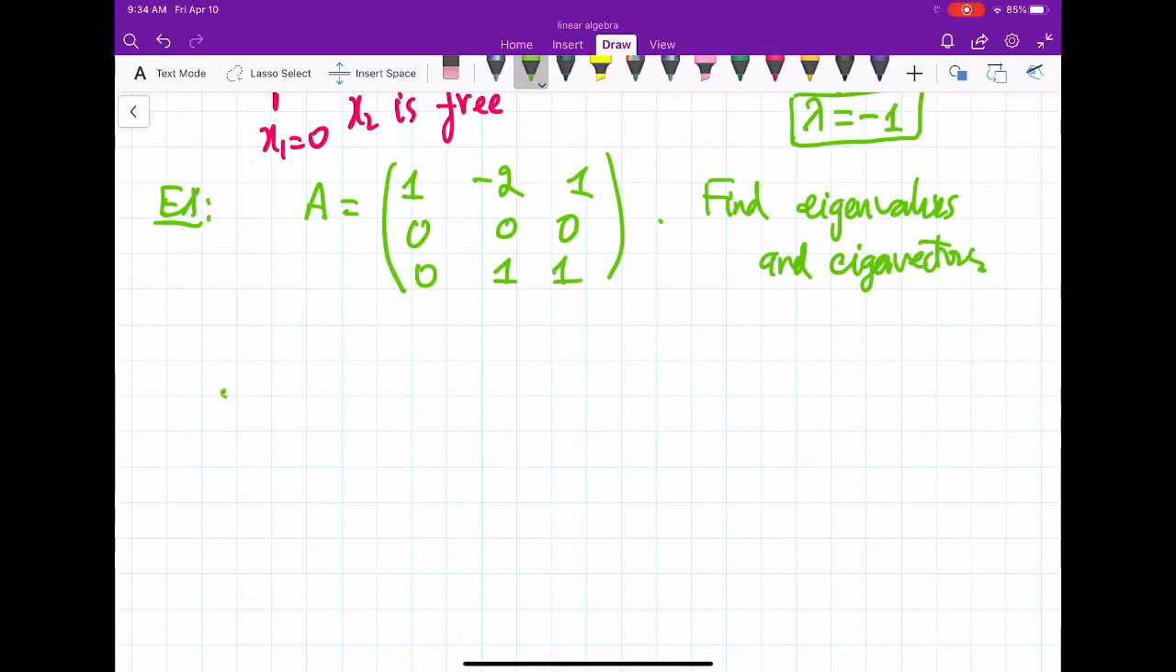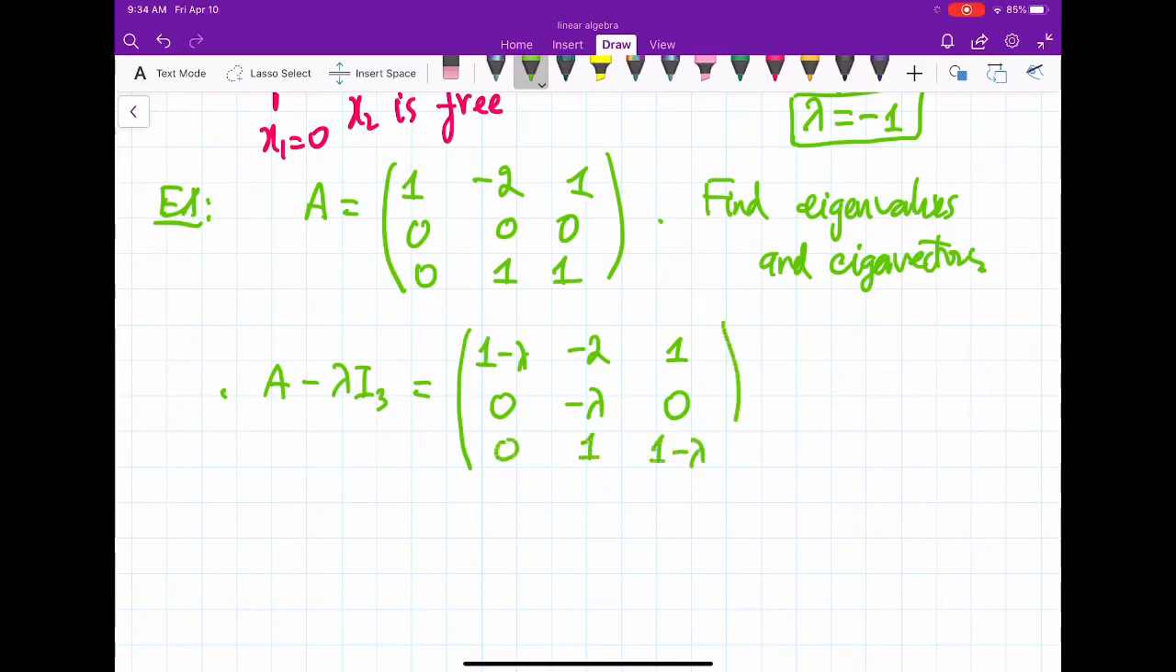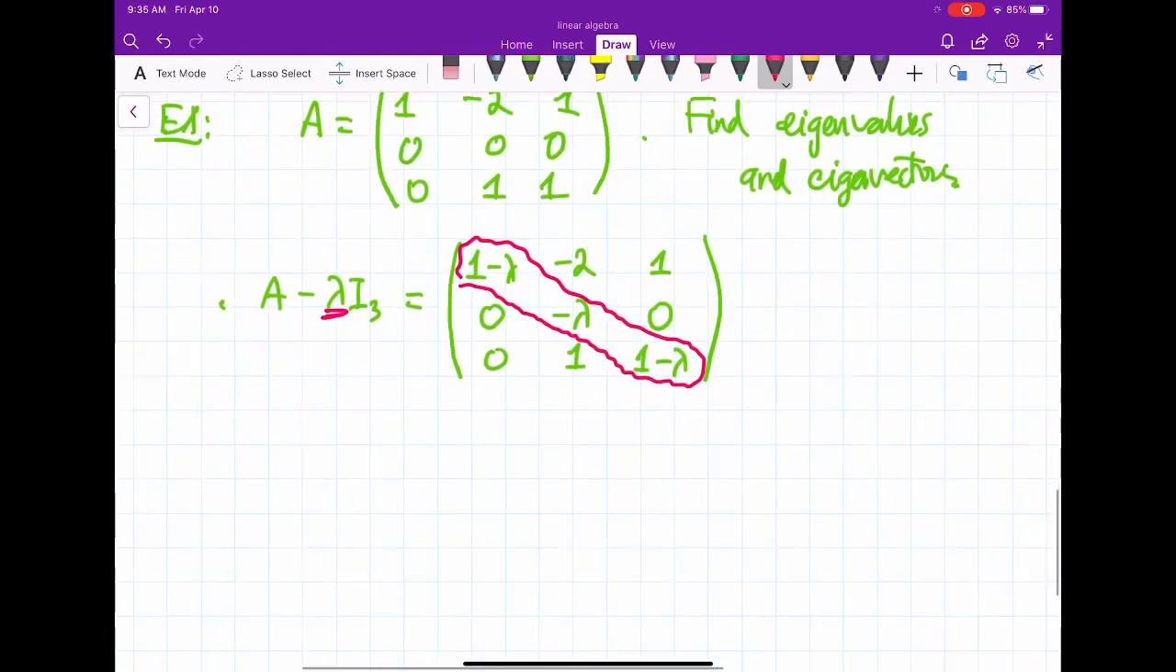Okay, I will find A minus lambda I3 equal to 1 minus lambda, negative 2, and 1, 0, negative lambda, 0, 0, 1, 1 minus lambda. So look at this. Basically, I just pick all entries on the main diagonal of A, right? And subtract by lambda. You see that? It's pretty easy. All the entries are still the same, right? And then I will calculate the determinant of A minus lambda I3.